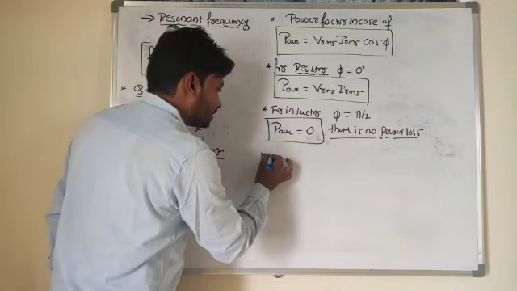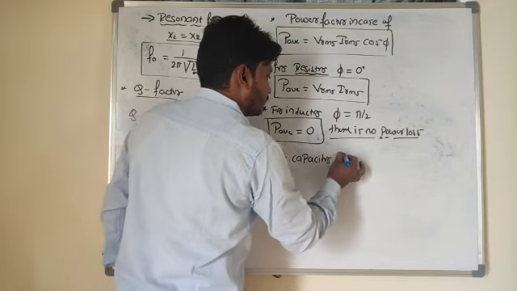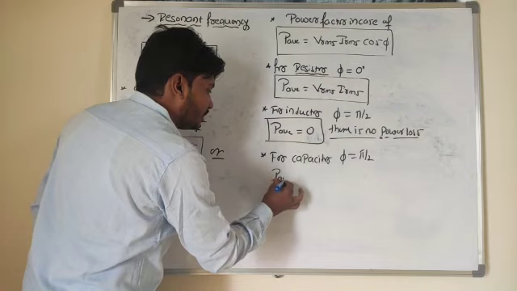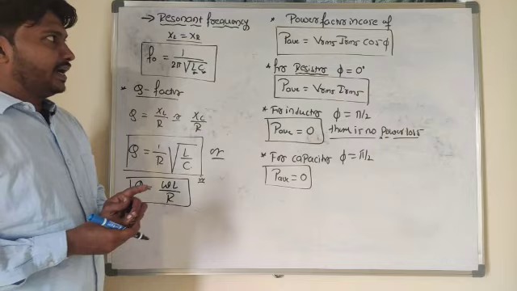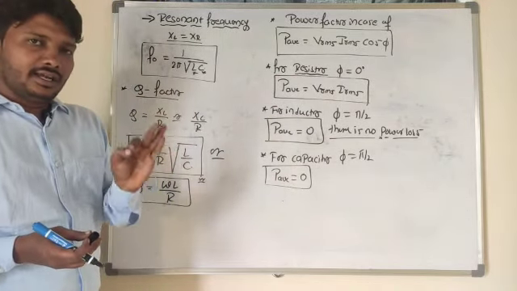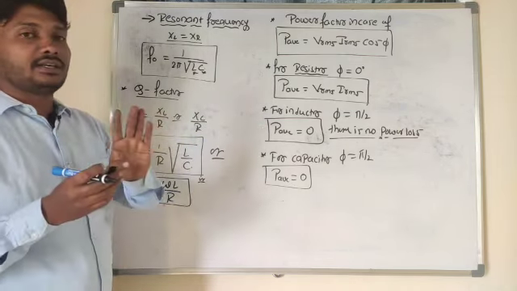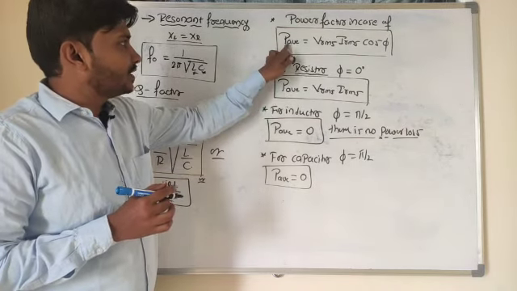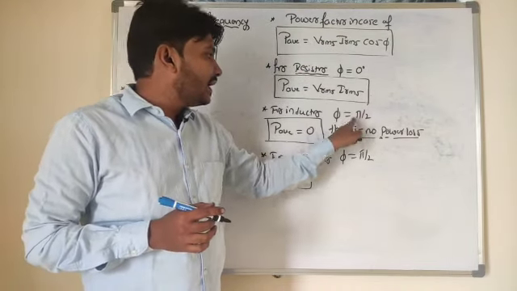Similarly in case of capacitor, again for capacitor also phase difference is 90 degree, so power loss in case of capacitor is also 0. So look at here, out of three elements, resistor, inductor and capacitor, there exists a power loss only in case of resistor, but in case of inductor and capacitor there is no power loss. So the generalized power loss formula is Vrms into Irms into cos phi, so depends on the angle I can consider.